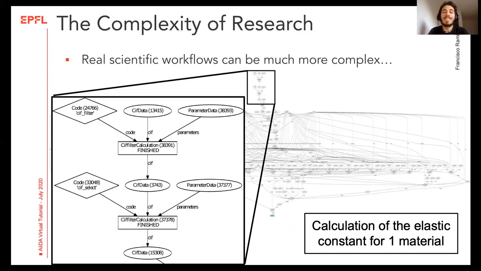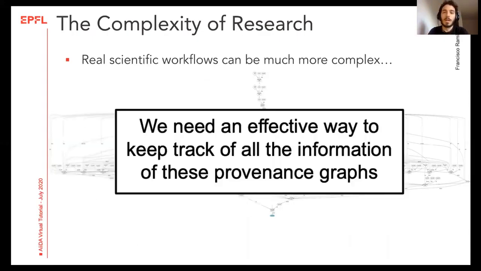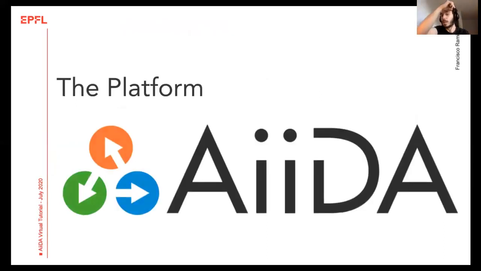So it is incredibly difficult to keep track of all of these connections manually. We need a tool that will help us keep track of the full provenance graph. So this is what has become one of our main focuses in developing AiiDA as a software to support high throughput projects. And with that in mind, let's take a look now at the system itself and how it works.